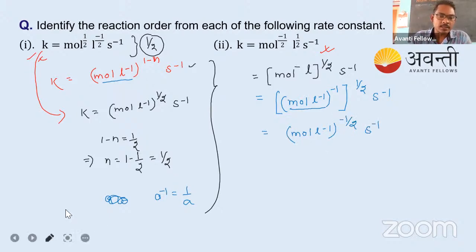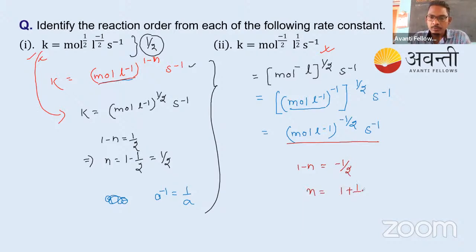So if we relate this one with this one now, then we'll get 1 minus n equal to minus half. Right? So n equals 1 plus 1/2. You will get 3/2. Everyone understood now how you get 3/2? Or do you have any doubt, anyone?